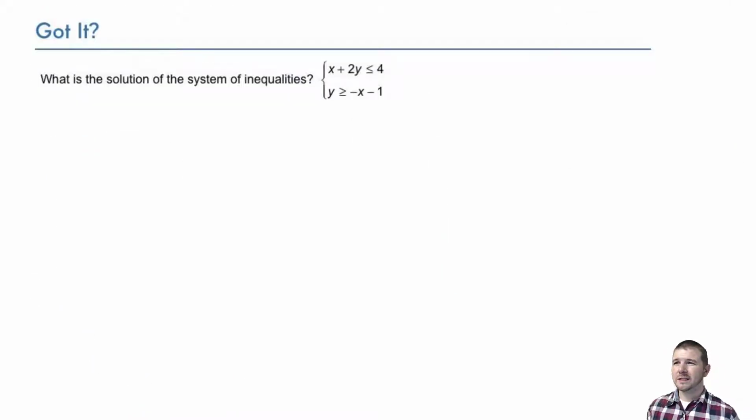Your turn. What is the solution of the system of inequalities? x plus 2y is less than or equal to 4, and y is greater than or equal to -x minus 1.